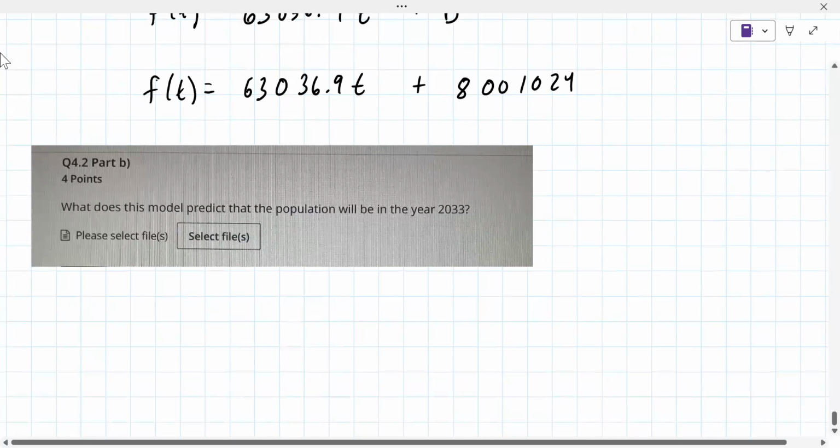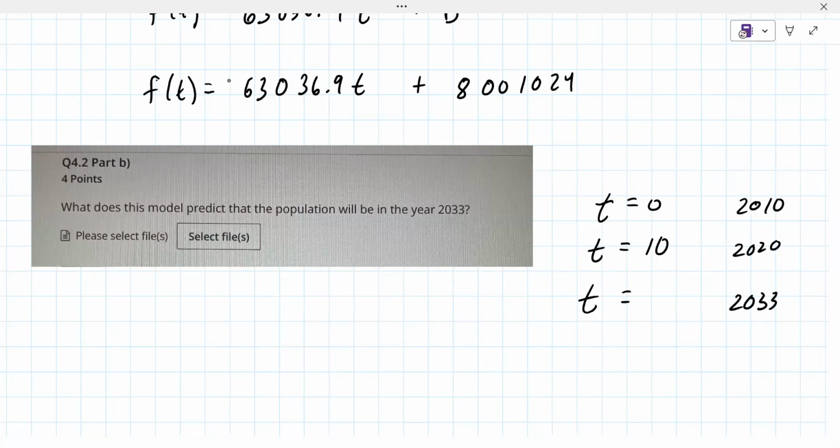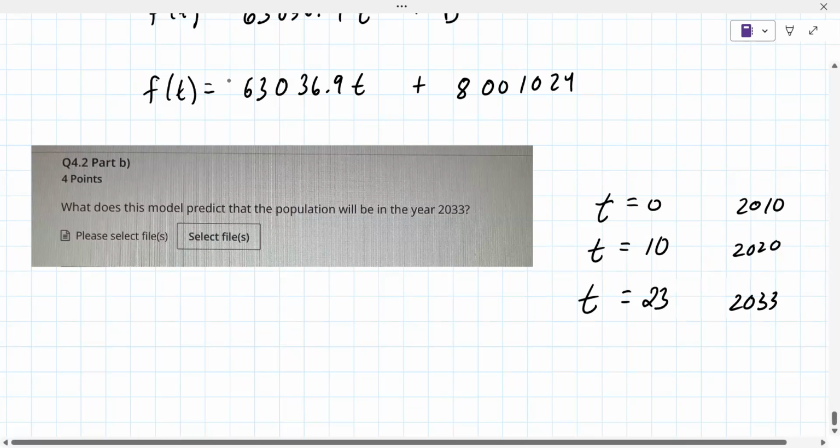What does this model predict that the population will be in the year 2033? So that's where you've got to say, okay, when it was 2010, time is 0. And when it was 2020, time was 10. So 2033 corresponds to what value of t? That's my question for you. Something to think about. Is it 23? 23. Good.